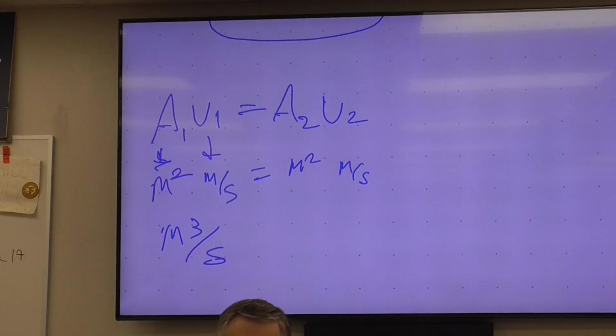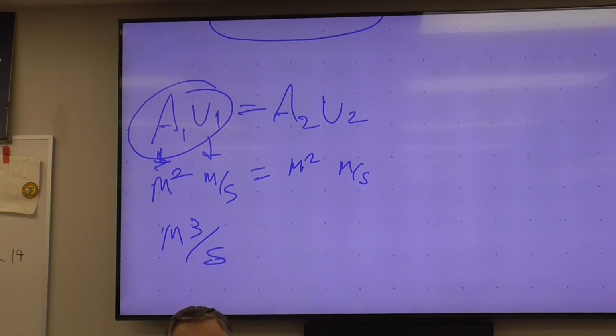So here's what this means. This is a flow rate. This is the amount of volume moving through a system per unit of time. So instead of velocity being meters per second, which is how far you travel per unit of time, this is what volume moves through it per unit of time.